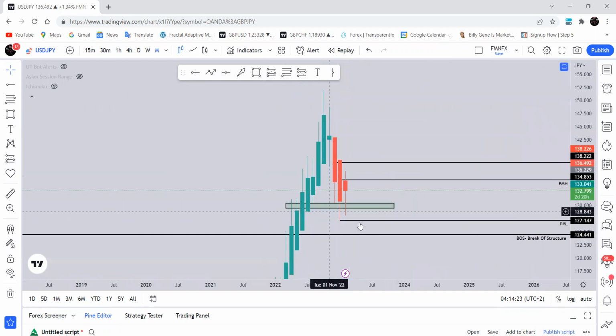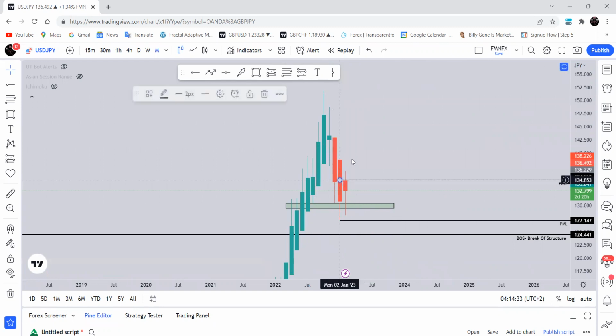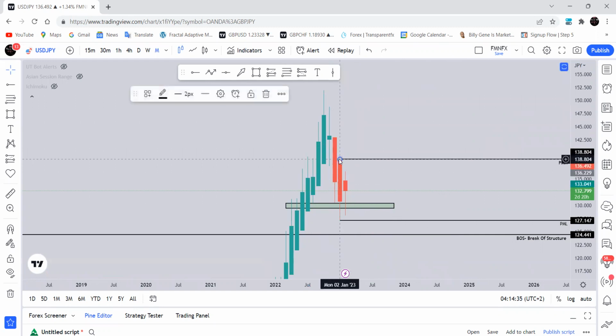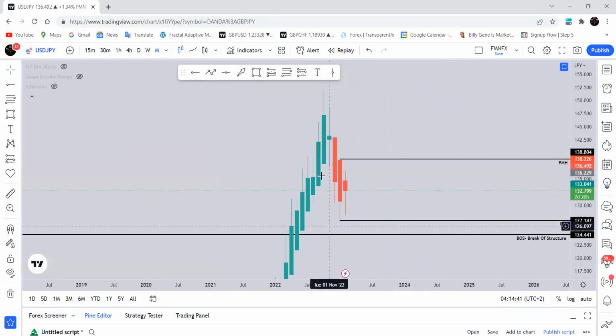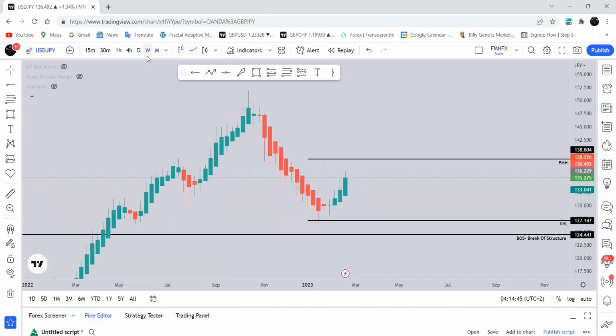So we have previous month's low. And then, boom, let's drag this up. Previous month's high. All right, simple as that. Okay, let's go to the weekly. Bullish momentum. Ooh, look at this beautiful target up there.